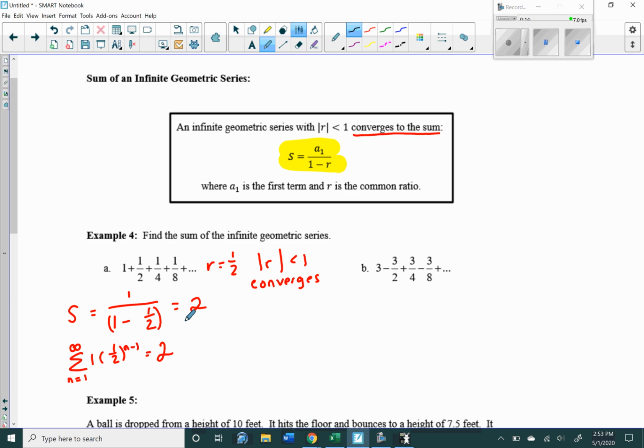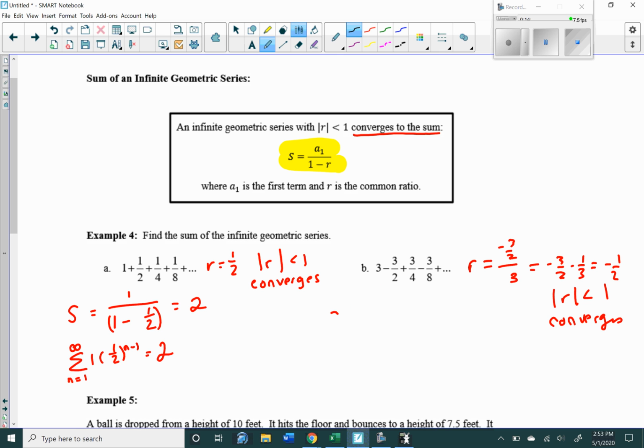So over here, to use the formula again, we have our r value is equal to -3/2 divided by 3, which is equal to -3/2. Remember, this is times 1/3. So this would be -1/2. So that means the absolute value of r is less than 1, which means it converges. So it has a sum.